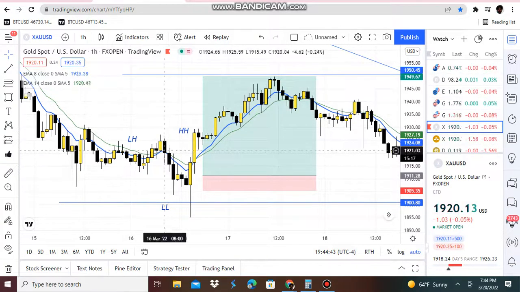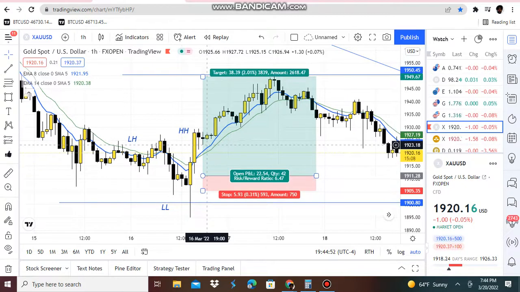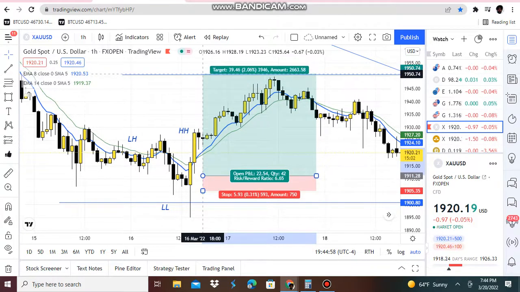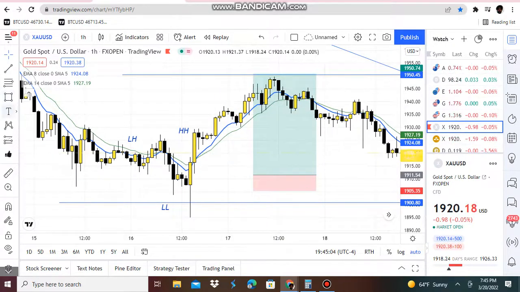Once price breaks above this lower high, it makes a higher high. Boom. If you have missed this move, just wait for price to make a higher low. It makes a higher low right here. Let me see if I can just draw this like that. Cool. It makes a higher low right here.